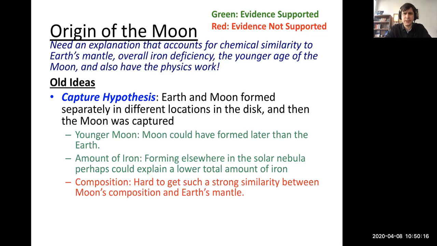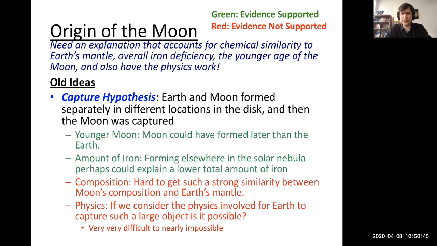Composition, though. If we're using a different part of the nebula to get a different amount of iron to rock, we would also expect a different chemistry for the rocks. The rocks would have a different balance of what minerals are there. So this one would not give the moon a mantle and crust, a rocky composition, strikingly similar to Earth's mantle and crust. So they can't explain that. That is a huge flaw.